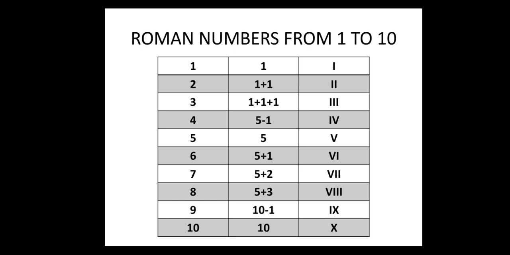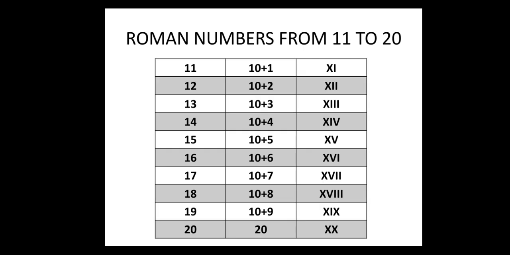5 is V. 6 is 5 plus 1, that is VI. 7 is 5 plus 2, that is VII. 8 is 5 plus 3, that is VIII. Now 9 is not V plus 4 times I, because again I cannot be repeated more than 3 times. In that case, we have to subtract 1 from 10. That means we have to write I before X. So that is 9. Now 10 is X. X is a symbol.